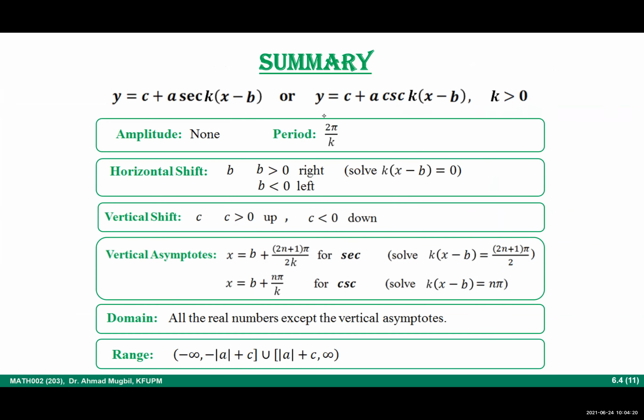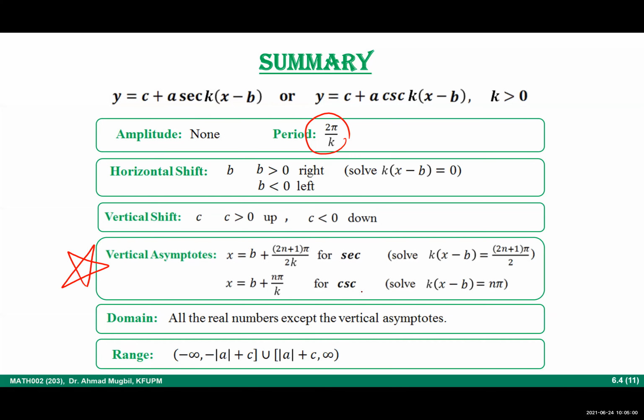Now, the summary of this part of this section is here. If you need to graph in general, even if you have vertical shift, usually we don't focus on that, but even if you have vertical shift and all kinds of transformations horizontally and vertically, there is no amplitude for these graphs because there is no maximum or minimum, unless, of course, they give you a specific interval. The period is 2 pi over k. The horizontal shift, as we did before, the vertical shift. What is important here is the vertical asymptotes.